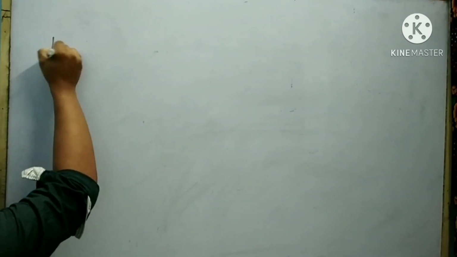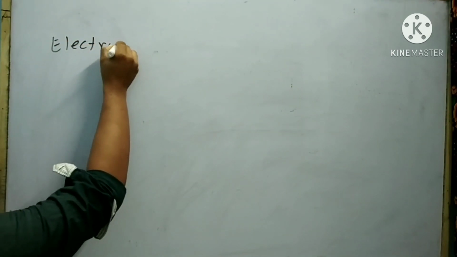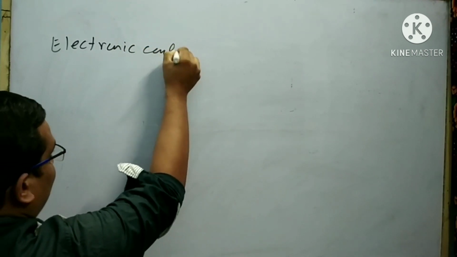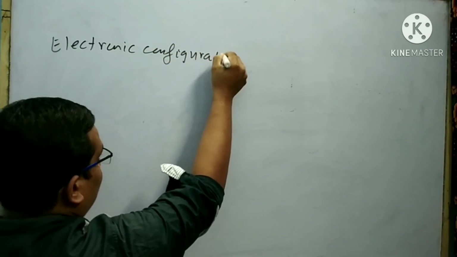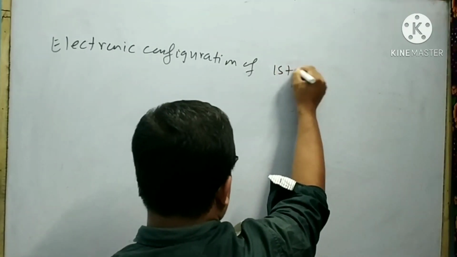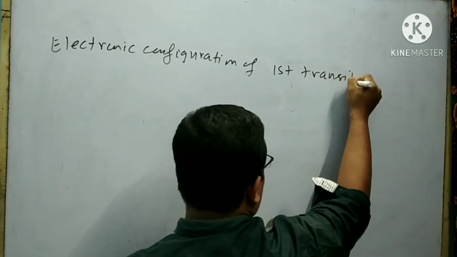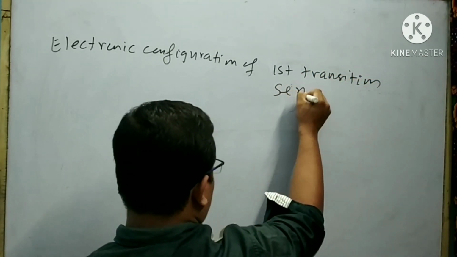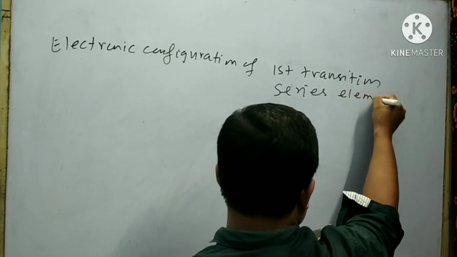Now I will explain the electronic configuration of the first transition series elements.